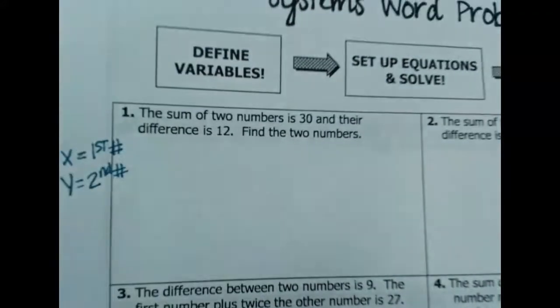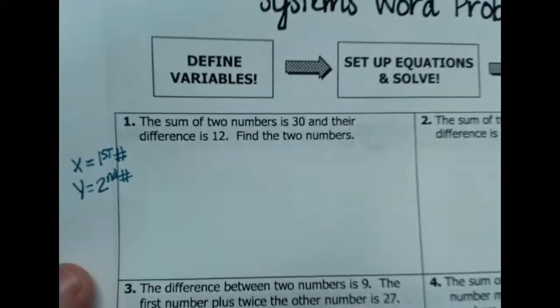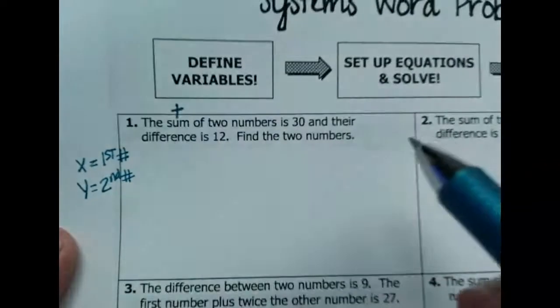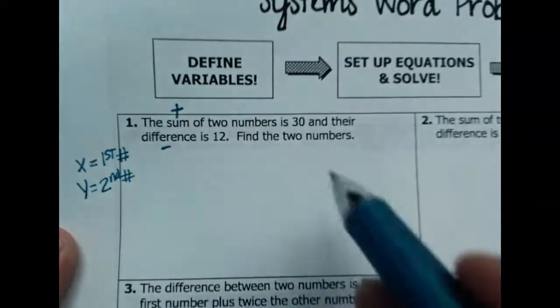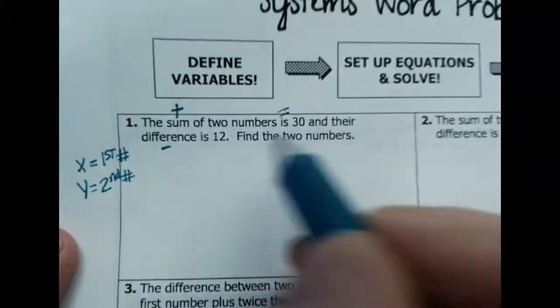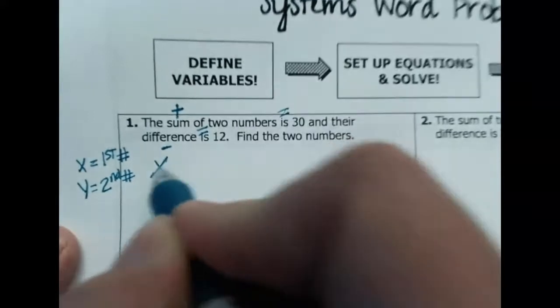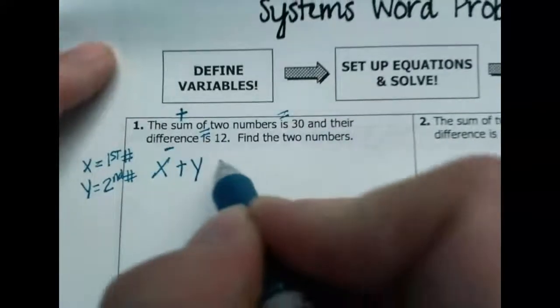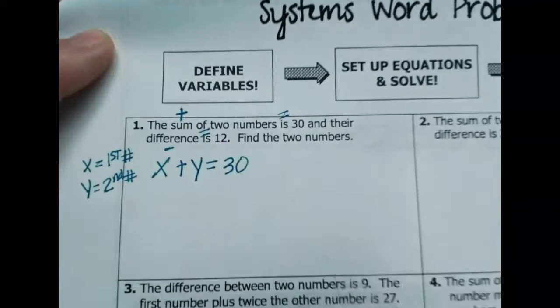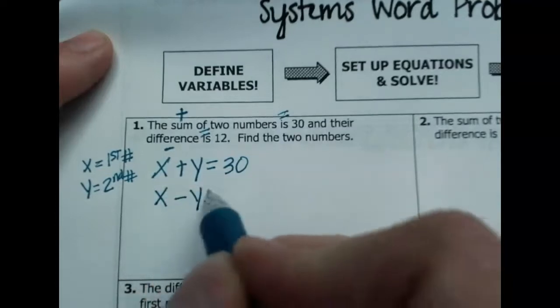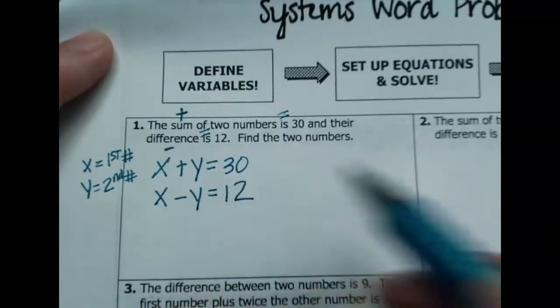All right. So when we start to translate, we've got to look for these key words. Sum means add, and difference means subtract. The word "is" means equals. All right, so we have the sum of two numbers is 30. So if I take the first number plus the second number, it's going to equal 30. And their difference is 12. So if I take the first number minus the second number, their difference is 12.